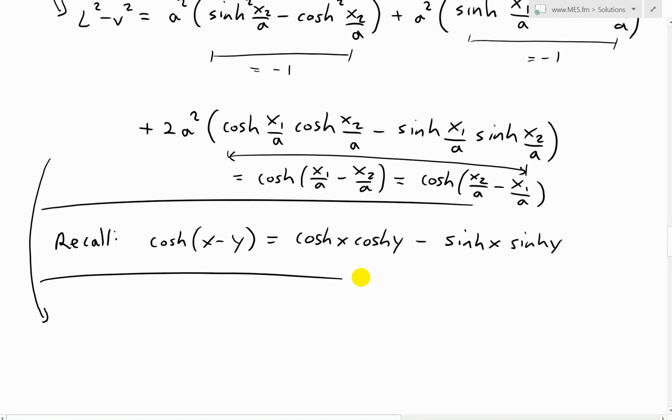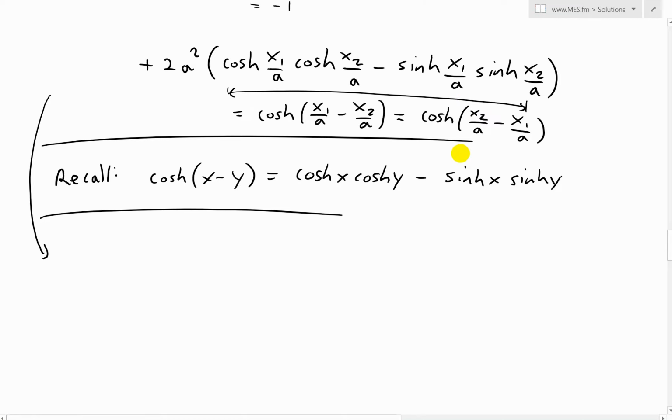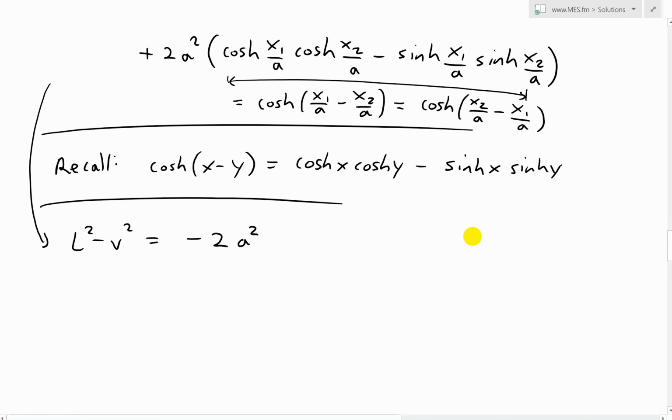Finally, when you put this all together, now we can simplify this. S is -1, and this is a squared. So that means we have L squared minus V squared equals negative, and you can combine those. So -2a squared, and then plus this whole thing over there, plus 2a squared cosh, and I'll also use the same common denominator. That's the same thing as writing x2 minus x1 over a, both of them over a, like that.